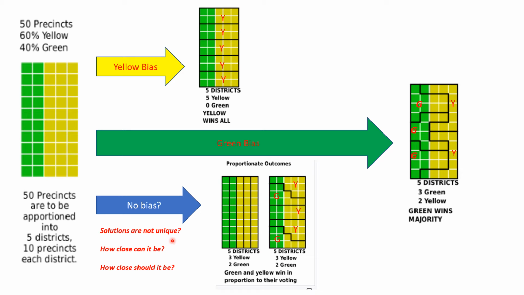Now, the solutions are not unique. It's not clear how close we have to be to the proportions because different people vote, and how close it can be and how close it should be. And so these are open questions.